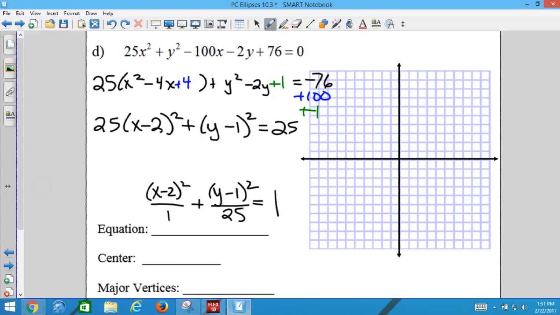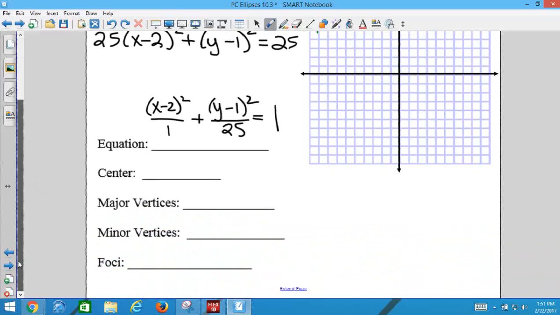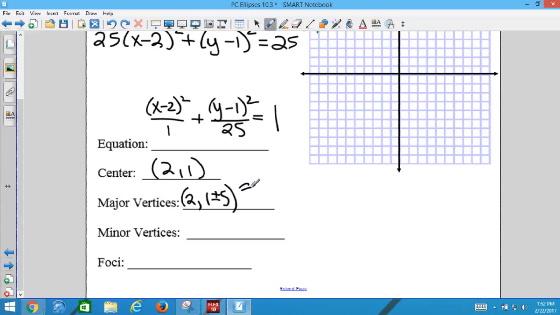All right, so I have my equation, x minus 2 squared over 1 plus y minus 1 squared over 25 equals 1. So our center is at 2, 1. The major vertices, we're going to take 2 and we're going to have 1 plus or minus 5, which is going to give us 2, negative 4, and 2, 6.